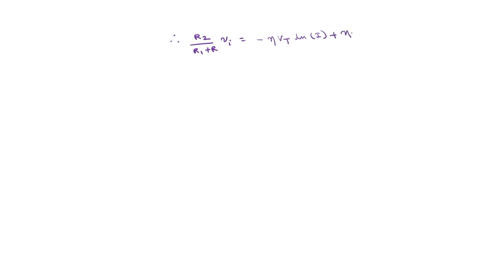Plus eta VT logarithm of IF. So eta VT is common. This will be logarithm of IF minus logarithm of I. We know that log A minus log B is equal to log A by B. Eta VT times logarithm of IF by I.